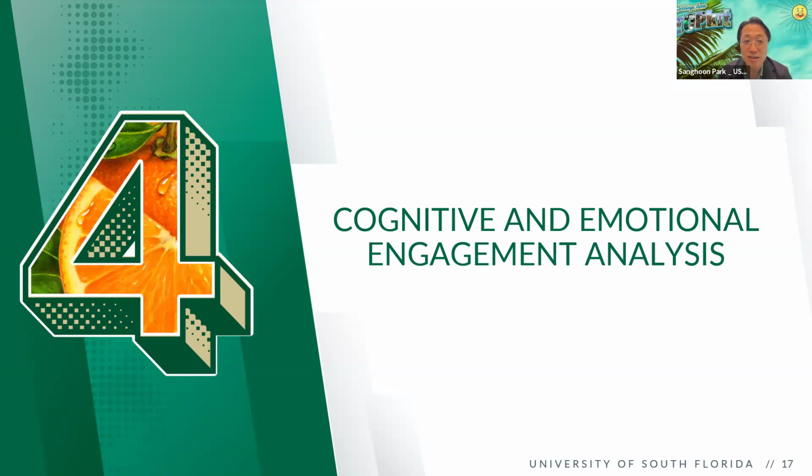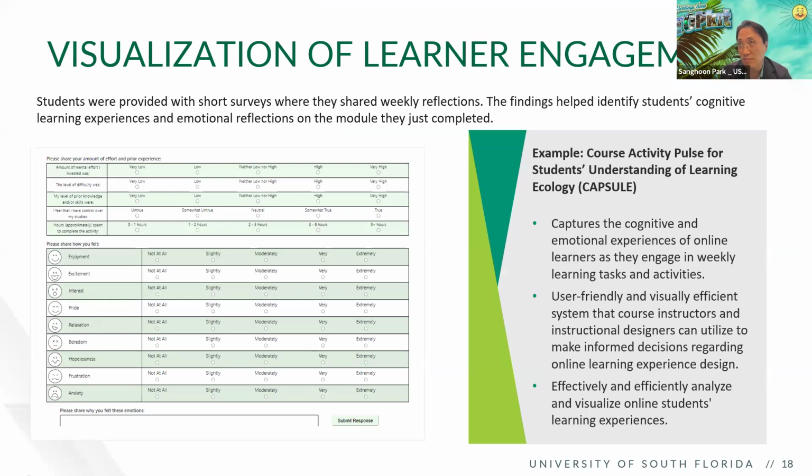The next strategy I'd like to share is called the cognitive and emotional engagement analysis. Oftentimes, if you think about the course that you teach or have designed, how do we know if students are engaged or if they are motivated? Well, some of you probably use a formative questionnaire in the middle of the semester, just to understand how students are doing by the time they finish up half of the semester. Well, that works fine. But for me, it was not enough.